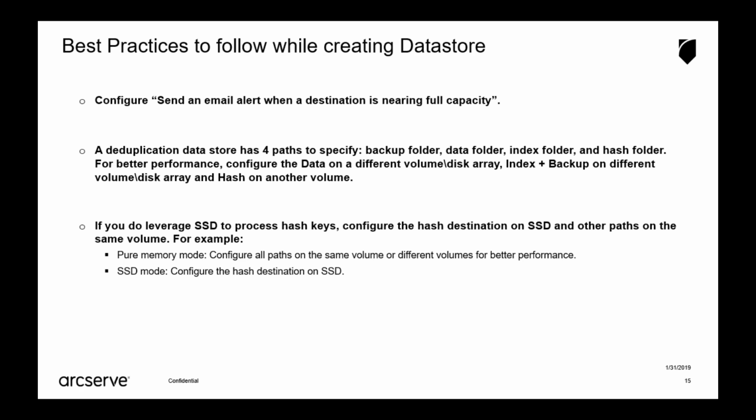But if you do leverage SSD, it is recommended to have hash only on that SSD disk, and all other destination paths should be on a different volume. If there is no SSD, like we discussed, we can have all volumes, all folders in one volume, or for better performance, for bigger organizations, if there is possibility, use different disk volumes for data and index.